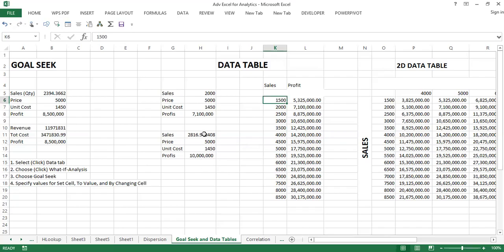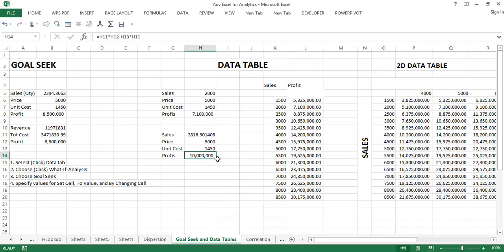Charles, have you gotten it now? Yes, sir. Okay, so let me ask you: what volume of sales do you think is needed to realize this 10 million? The volume of sales. You know what I mean by sales? It should be the quantity of the product sold. So what quantity of product needs to be sold to achieve this profit? That is 2,816, if we approximate it to 2,817.